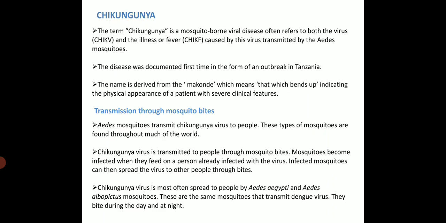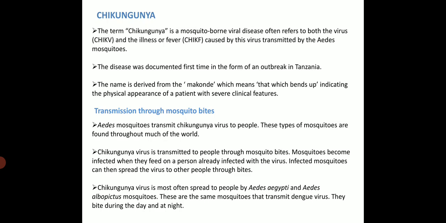Second one, that is chikungunya. The term chikungunya, a mosquito-borne viral disease, often refers to both the virus, that is CHIKV, and the illness or the fever, that is CHIKF, caused by the virus and transmitted by the Aedes mosquito. It was first documented in Tanzania, and the name is derived from Makonde, which means that which bends up, indicating the physical appearance of patients with severe clinical features.